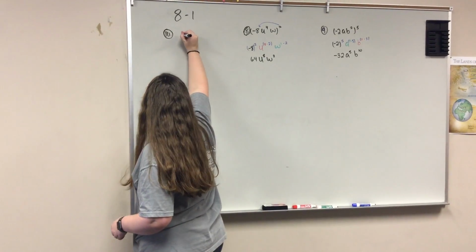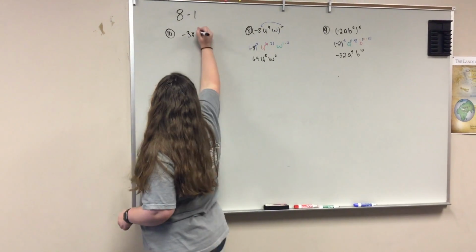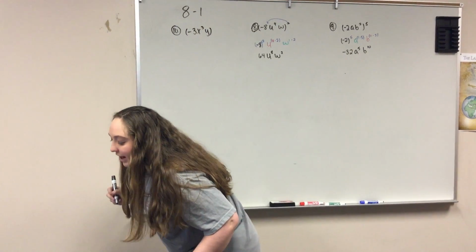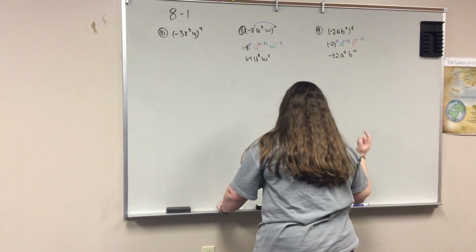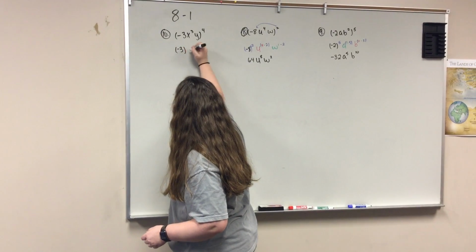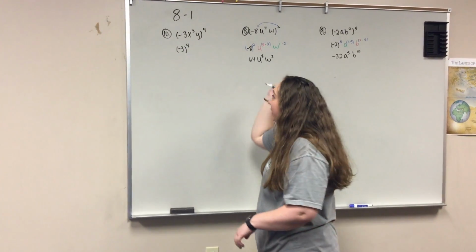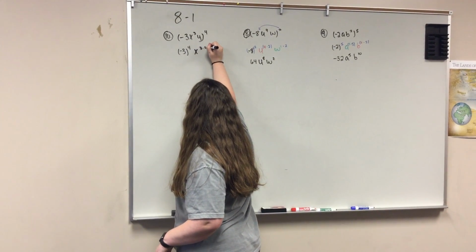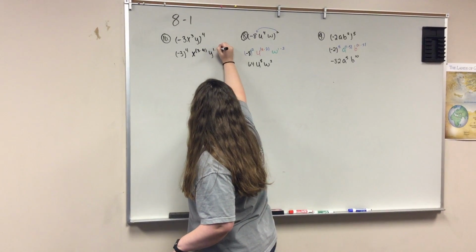We have -3 x raised to the 3rd, y, and then parentheses 4. So again, we're just doing the same thing over and over and over. -3 raised to the 4th power. I'm not going to get fancy and use different colors. I'm just going to do it all in black. And then x, 3 times 4. And y, understood 1 times 4.